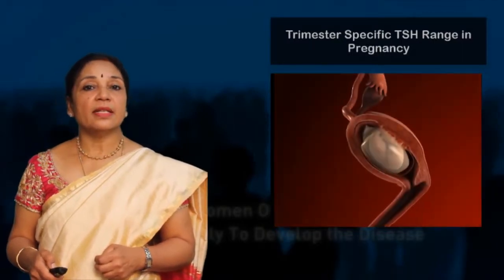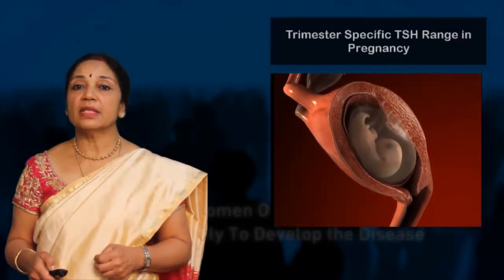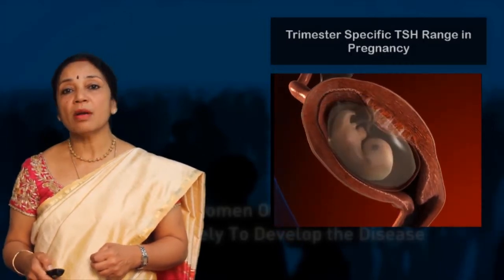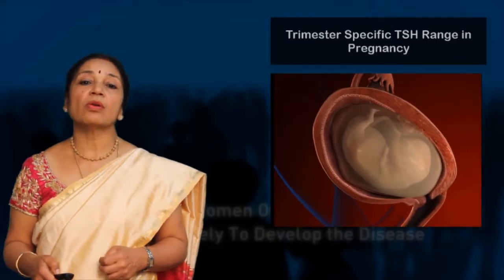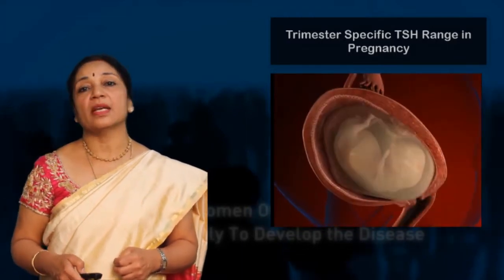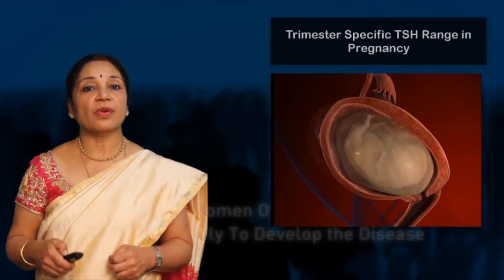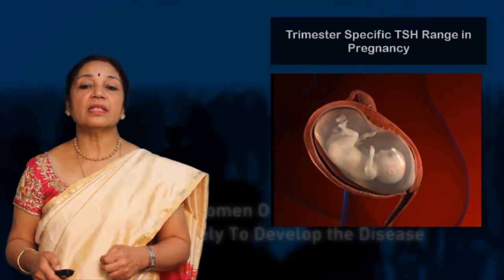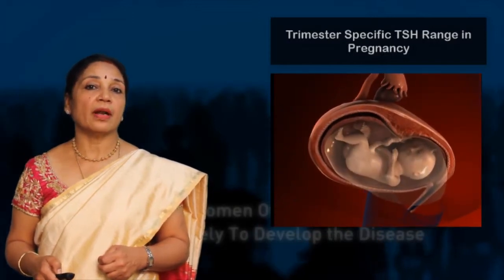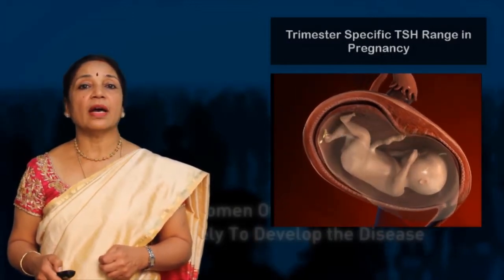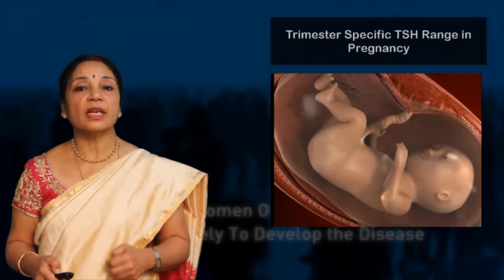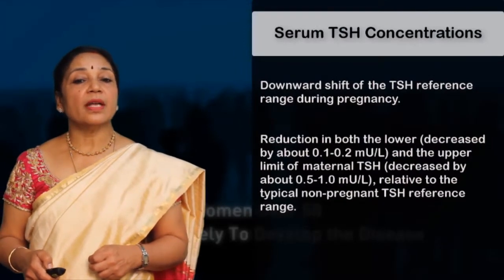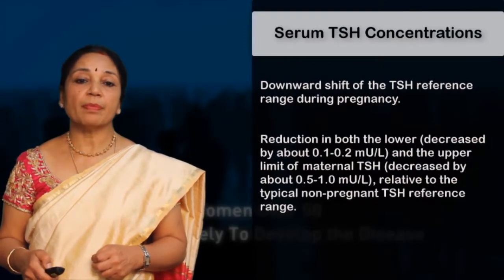We realize that the TSH levels change during pregnancy, and therefore the range we use in a non-pregnant woman doesn't apply anymore to pregnancy. And even in pregnancy, the TSH levels change from one trimester to another. So the trimester-specific TSH range is what we need to compare with when we are identifying or screening for thyroid dysfunction in pregnancy. Now we know that there is a downward shift of the TSH reference range during pregnancy.